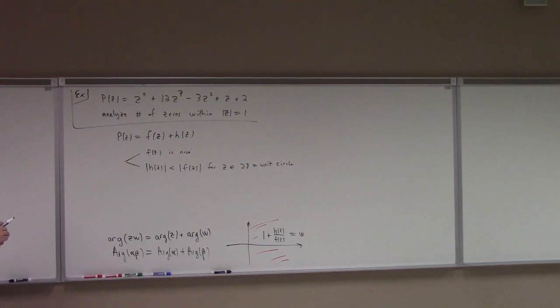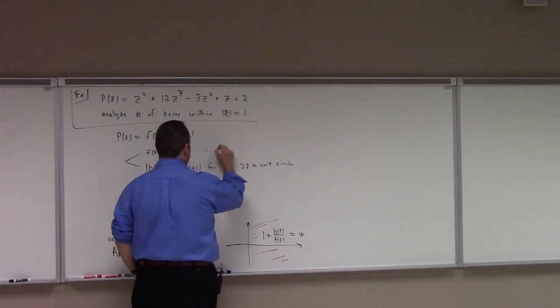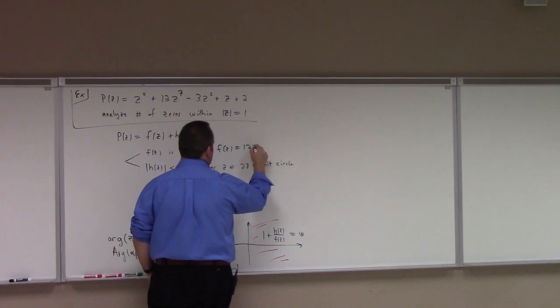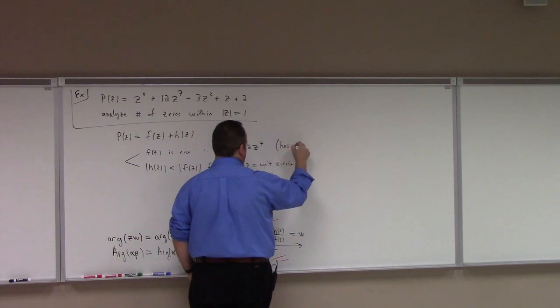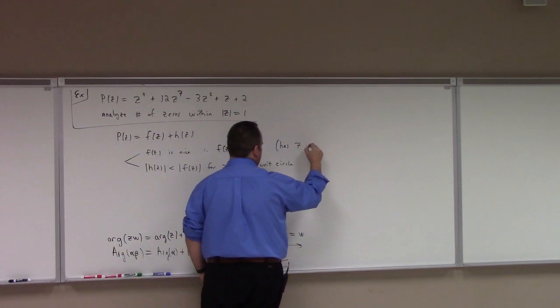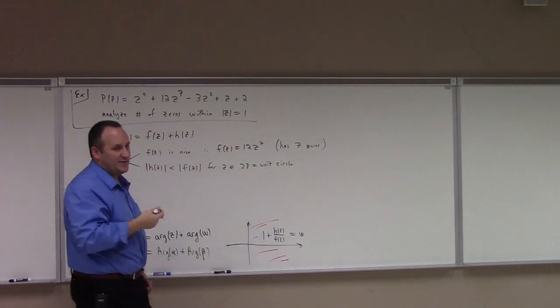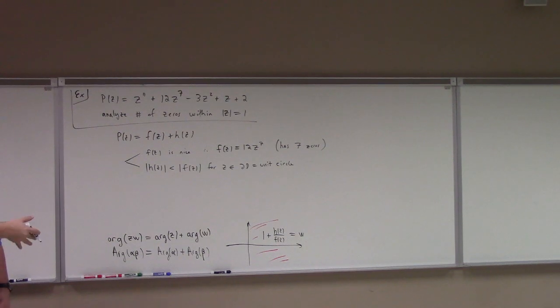So what would be a nice thing to analyze the number of zeros of? 12Z to the 7th, right? Indeed, how many zeros does 12Z to the 7th have inside the unit circle? 7, right? 7 zeros. In other words, as we would have said before, it has a single zero at 0 of order 7.